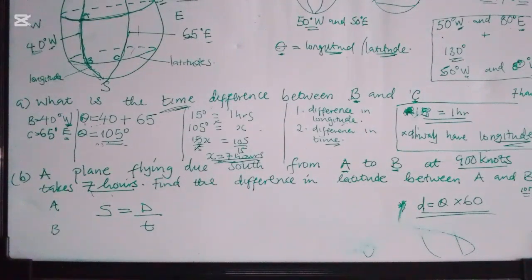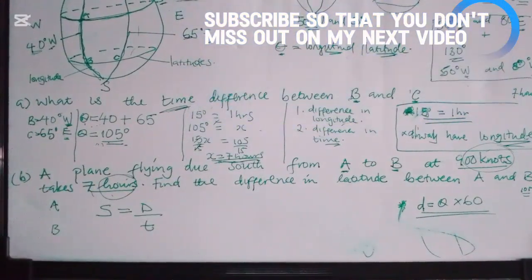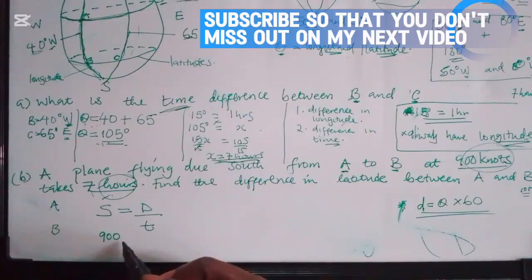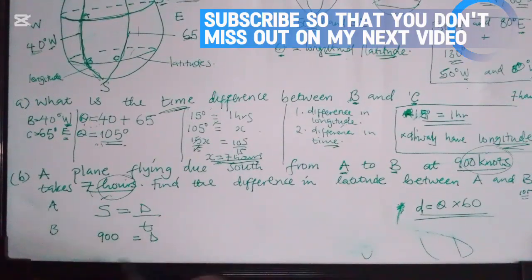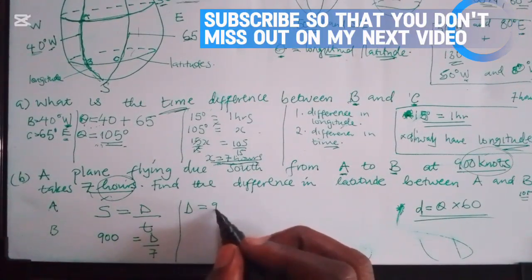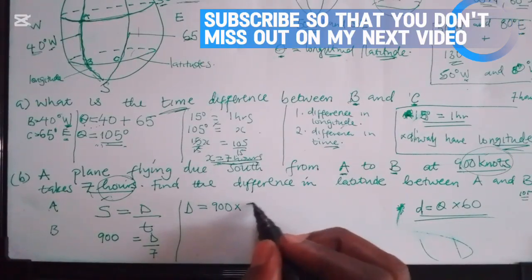So you say our formula for speed is equals to distance over time. So remember, this is the paper 1, no calculators. So here 900 knots always goes with the hours. So when you have knots and hours, no need of converting the time, just go direct. So you say our speed is 900, then our distance is the one which we're calculating, then our time is 7. So you have distance is equals to 900 times 7.